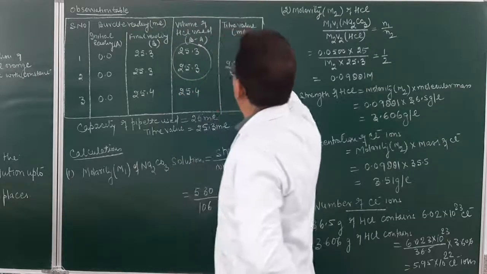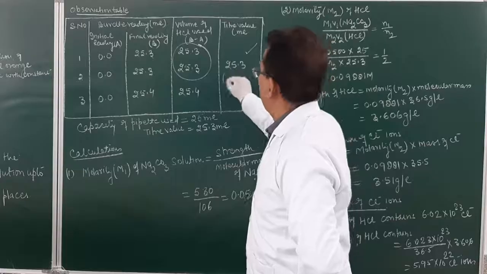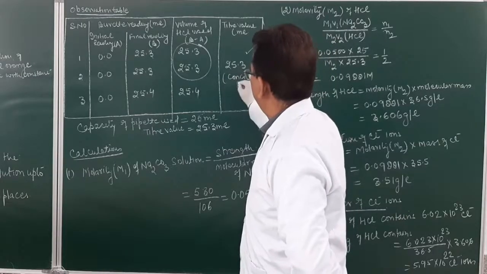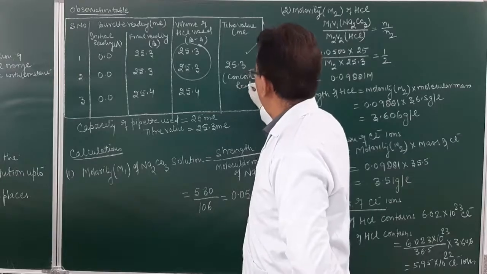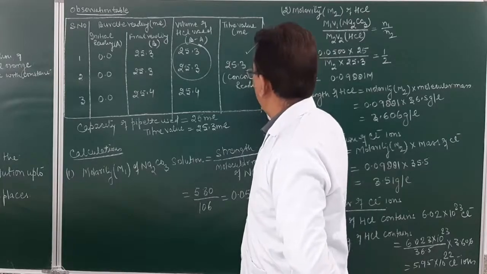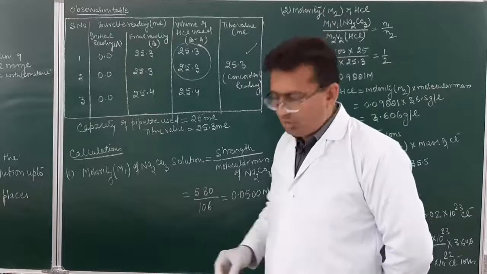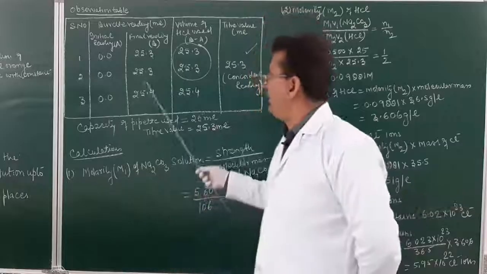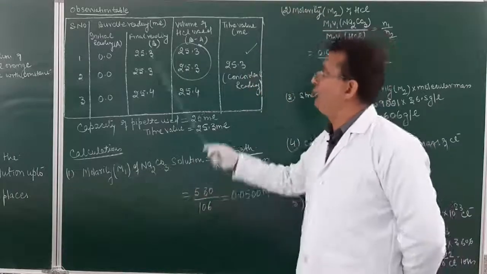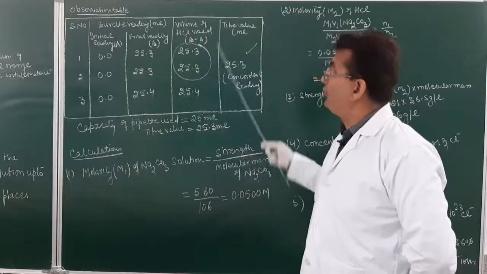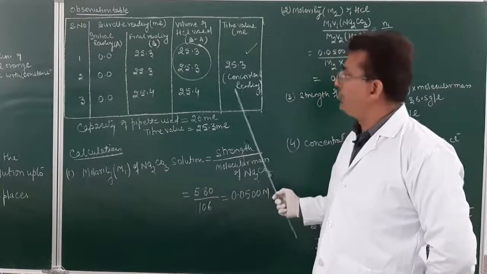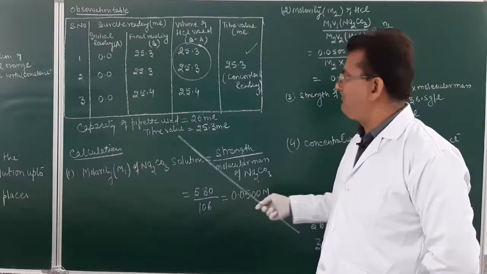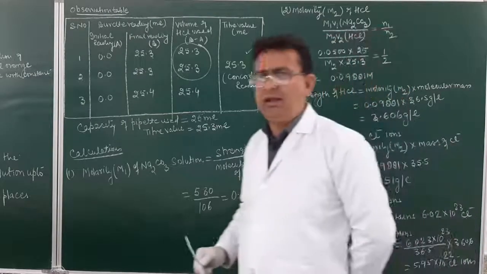So these will become a titer value, and this titer value will be a concordant reading. This titer value in this case will be a concordant reading. Am I clear, student, over here? Concordant means a similar reading, which will be a titer value in this case. Now, you have to make the table to represent the concordant value or the titer value. The capacity of pipette used, as I am demonstrating with the 25 ml, titer value will be 25.3 ml.